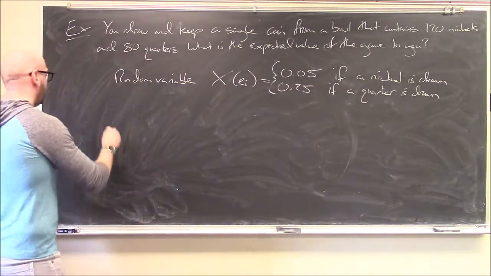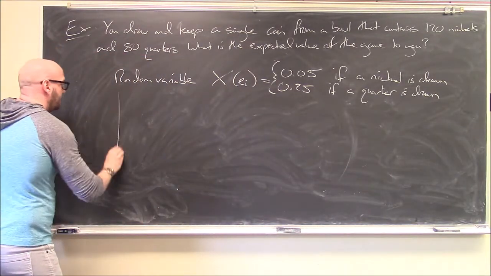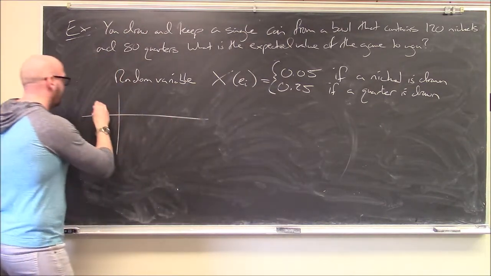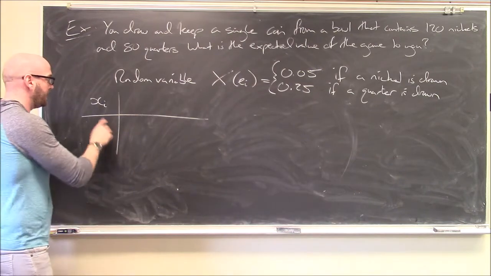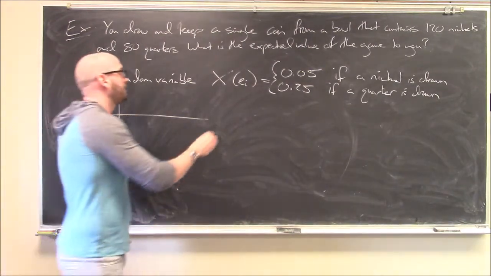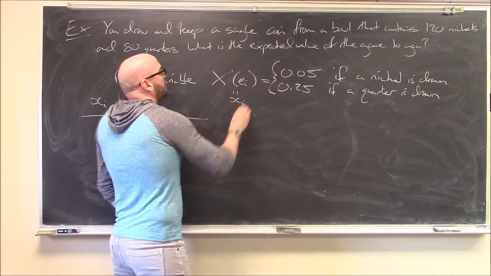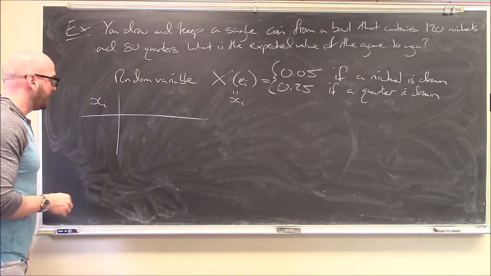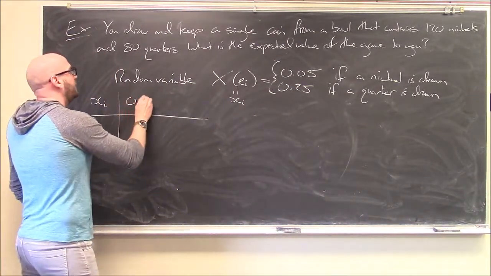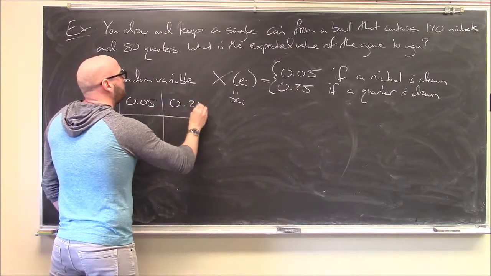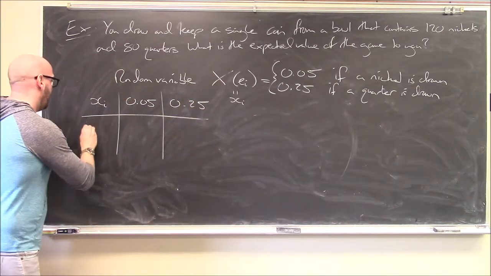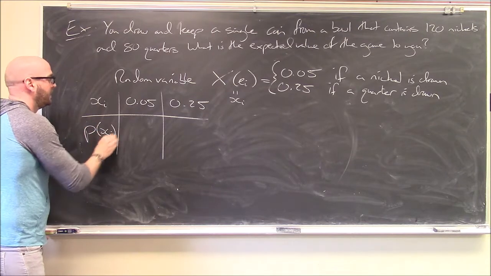So now I need a probability distribution. So here are the images of the random variable. I'm just going to call these x sub i from now on, typically what the textbook does as well. And we've got 0.05 and 0.25. And we need a probability for each of these.